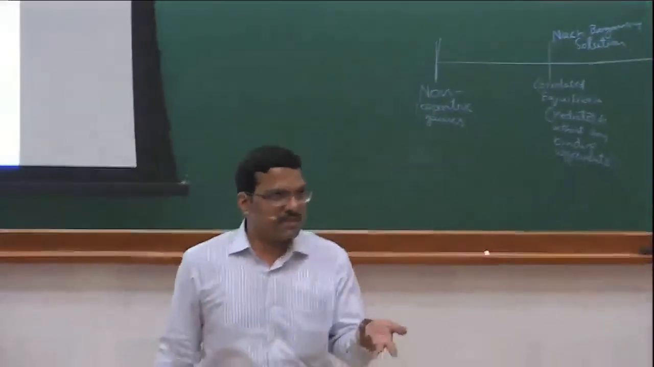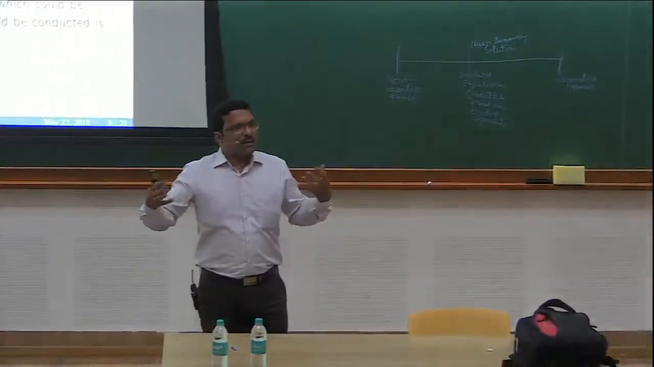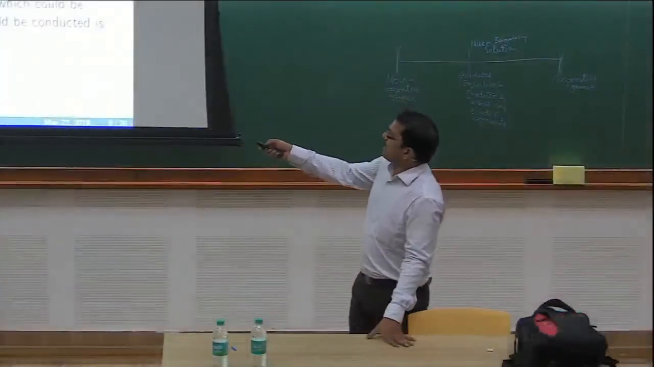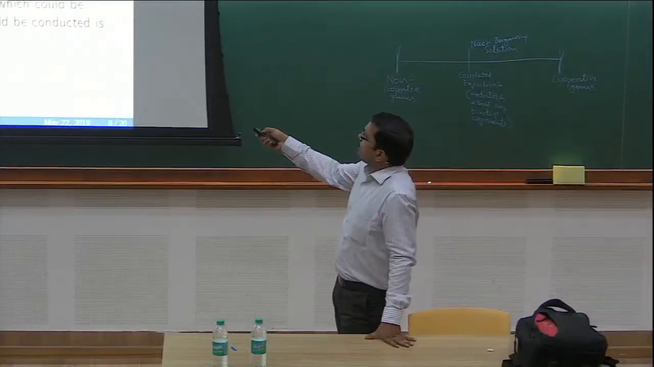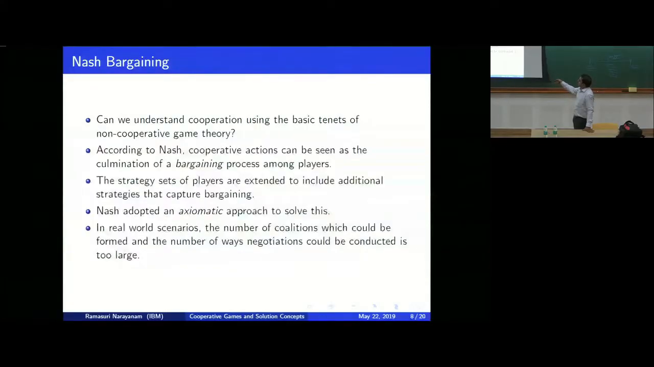So here we change the structure of the game by extending the possible feasible space. How will we see that? That's what is mentioned here. According to Nash, cooperative actions can be seen as a culmination of a bargaining process among the players. So in order to promote cooperation among the players, additionally there is something called bargaining. We extend the solution space. Okay, so we have those final solution points, right? We extend the solution space. So the strategy sets of players are extended to include additional strategies that capture bargaining.